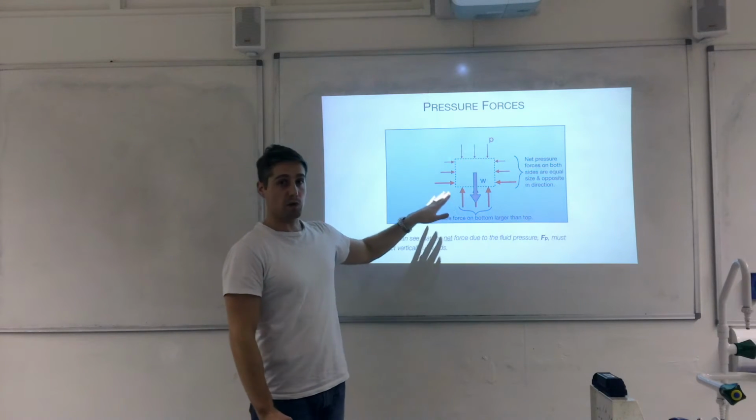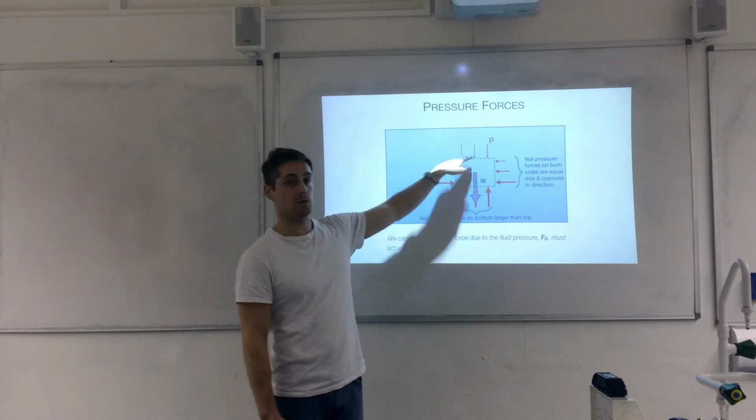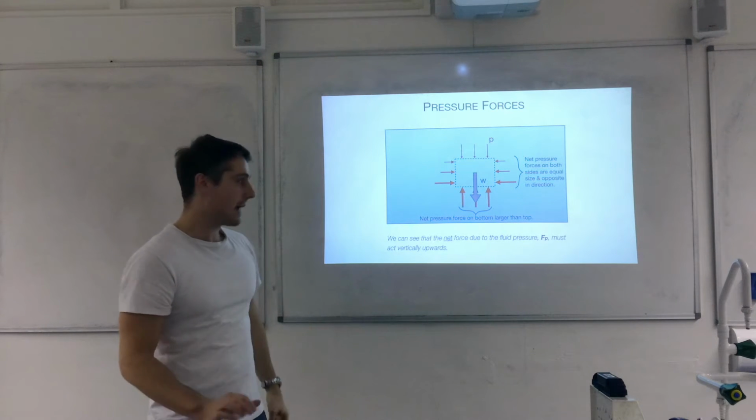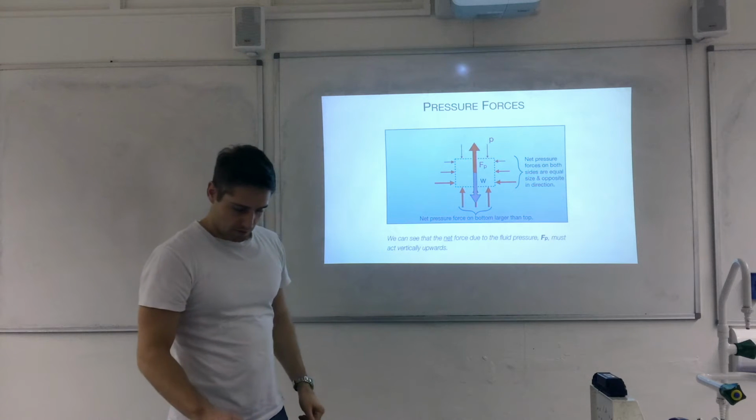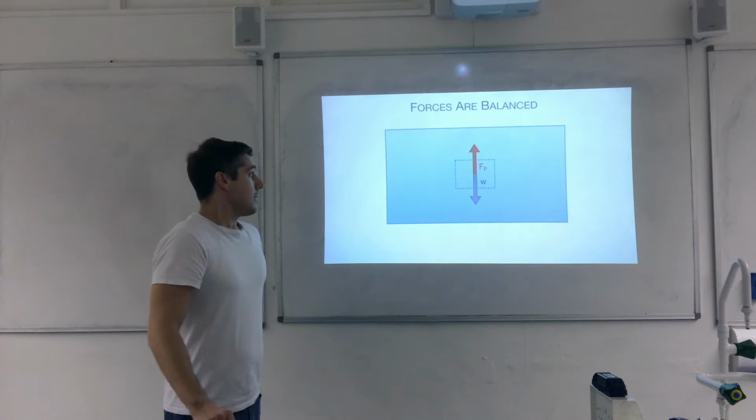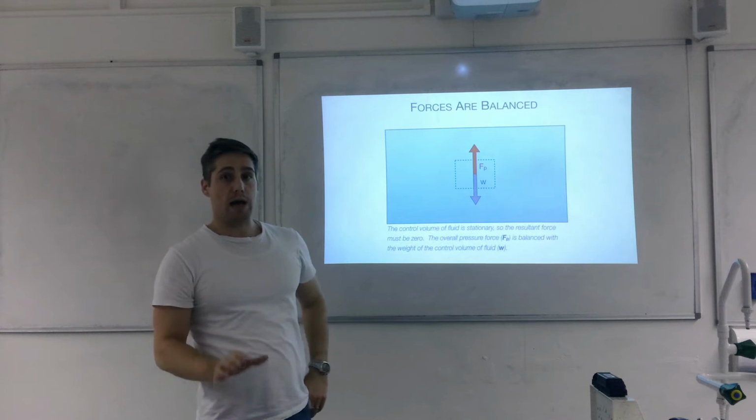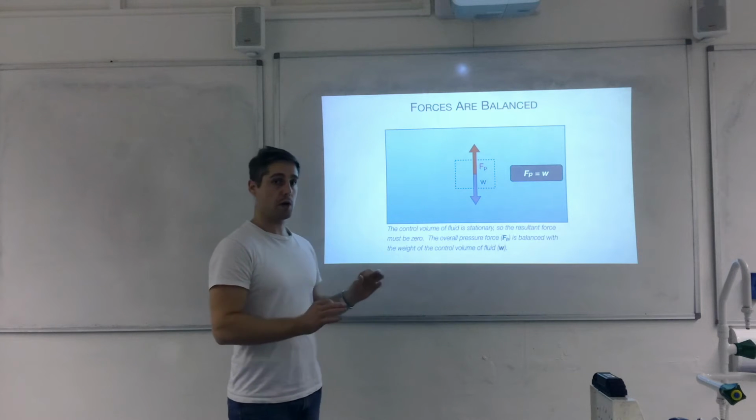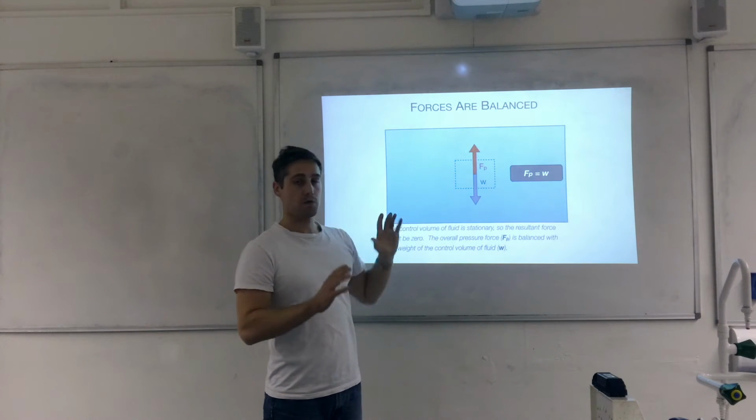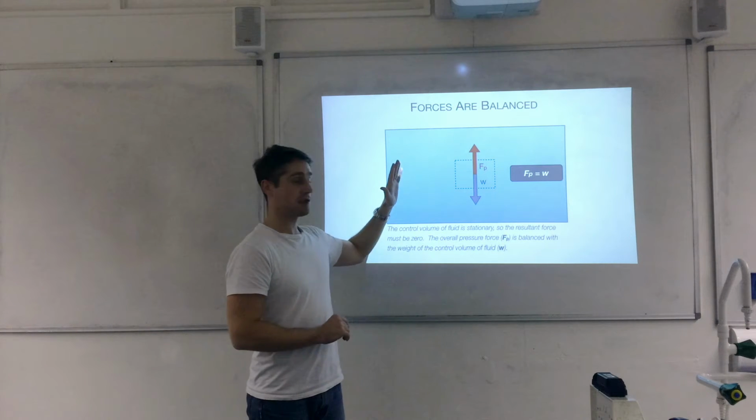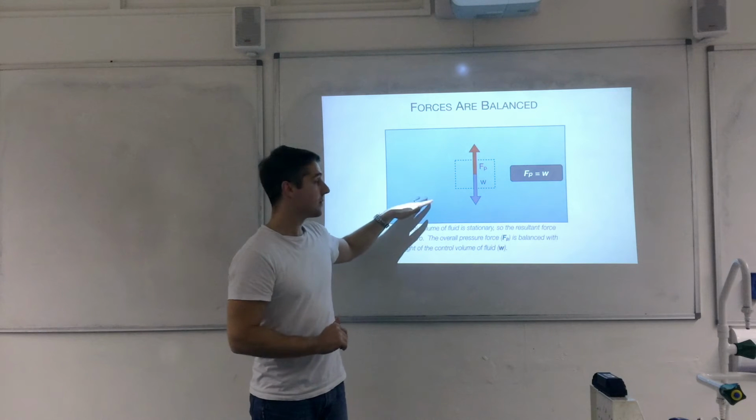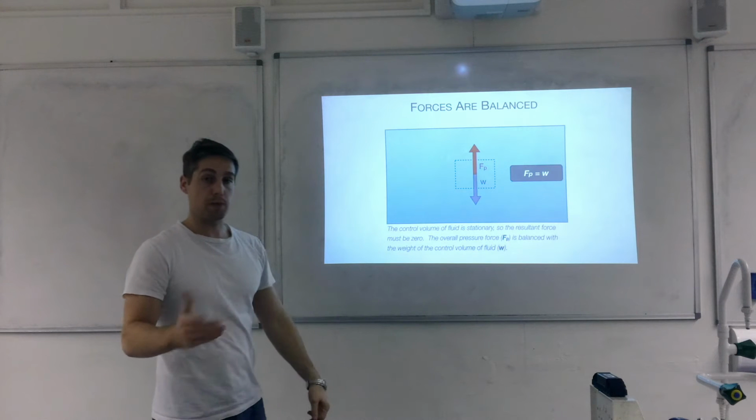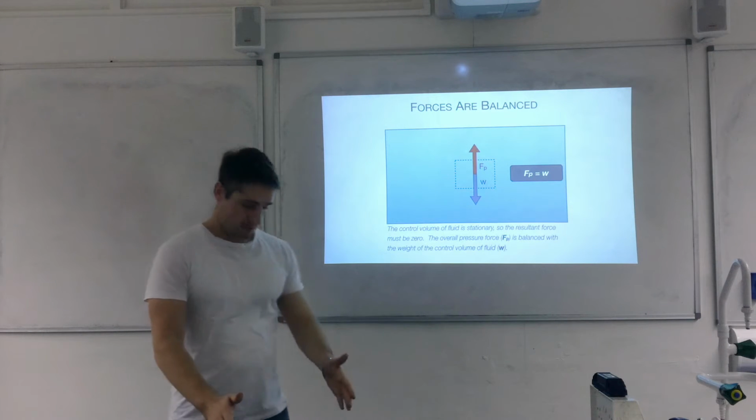The net pressure force on the bottom is larger than the net pressure force on the top, which will give us a net pressure force for the whole thing acting vertically upwards. So there's Fp there. Fp must be equal and opposite to the weight in order for the control volume to be stationary, because there are no other forces involved. There's just the net pressure force from the surrounding fluid and the weight of it. So Fp equals W, or Fp minus W equals 0. So it's balanced.